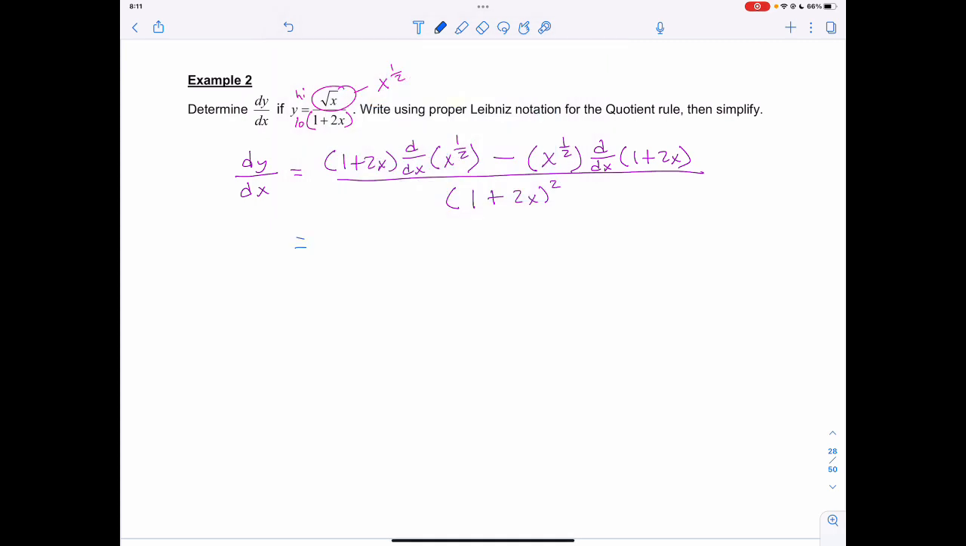At this point, I'm going to take the derivative of the high, derivative of the low, and I'm going to get 1 plus 2x times 1 over 2, x to the negative 1/2, minus x to the 1/2 times the derivative of my low, which is just 2. It's all over 1 plus 2x squared.